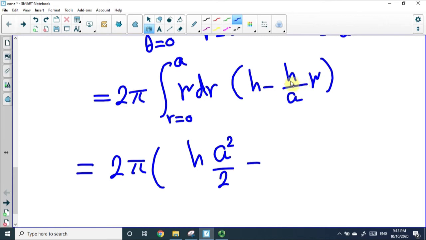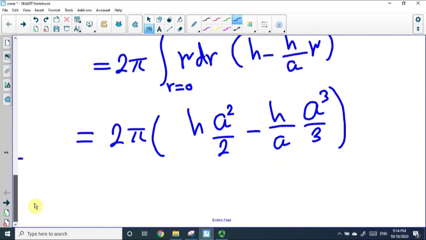The last term, I got h over a, and then there's r, but there's another r outside the bracket, so that's r squared dr. Integration will give us r cubed over 3. Substituting the limits will give us a cubed over 3.